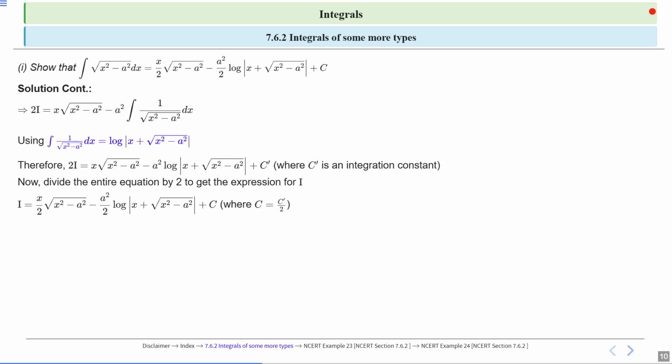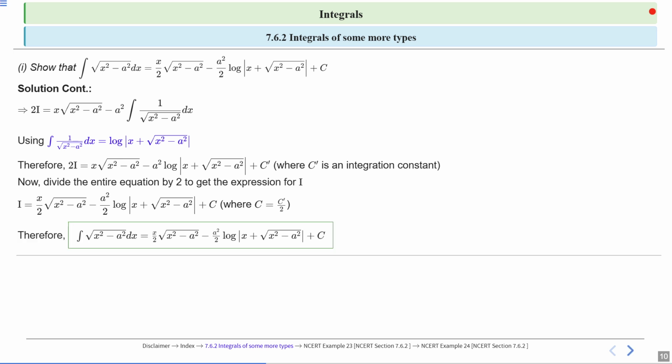Okay, so we get the formula for integration of root under x square minus a square, that is x by 2 root under x square minus a square, minus a square by 2 log mod x plus root under x square minus a square plus c. So if we remember this formula, we already know the formula for 1 by root under x square minus a square dx, that is the second term without negative sign and without a square by 2. Okay.